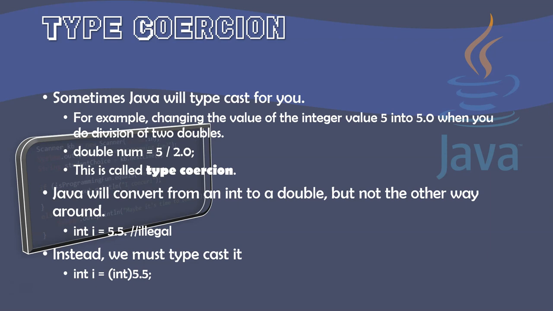However, we could do a typecast, and I could say int i equals (int) 5.5. And what that will do is it will change that double into an integer that we can use for this variable. It's just like if we had gone and done this normally, and it just drops off whatever the decimal point is afterwards.